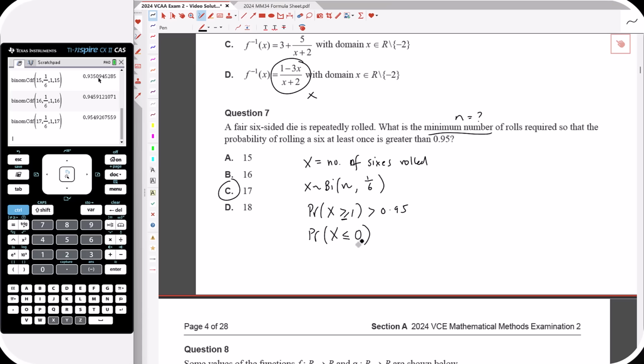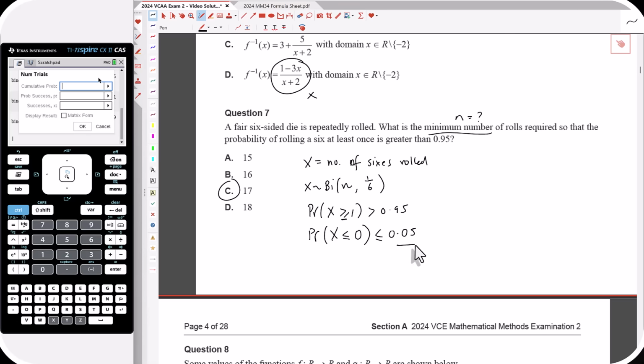So if we've looked at the complement of the probability, then we're going to want that probability to be less than 0.05, perhaps less than or equal to would be the complement of that. So inverse binomial n, menu 55D. Cumulative probability is this 0.05. Probability of success is our probability of rolling a 6, which is 1/6. And then the number of successes, that's this x value here, once we've reformatted so that it's an x less than or equal to something. So that's going to be 0 in this instance.